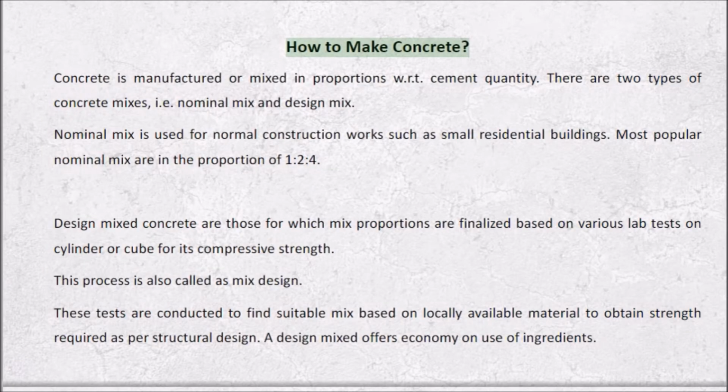How to make concrete. Concrete is manufactured or mixed in proportions with respect to cement quantity. There are two types of concrete mixes, i.e. nominal mix and design mix. Nominal mix is used for normal construction works such as small residential buildings. Most popular nominal mix is in the proportion of 1:2:4.